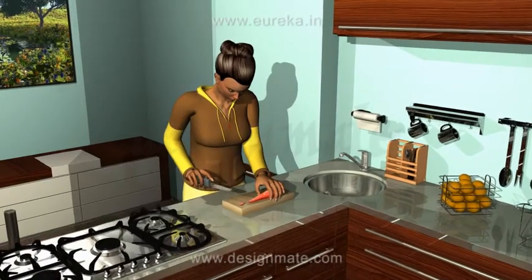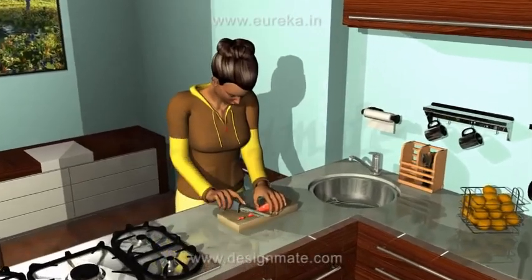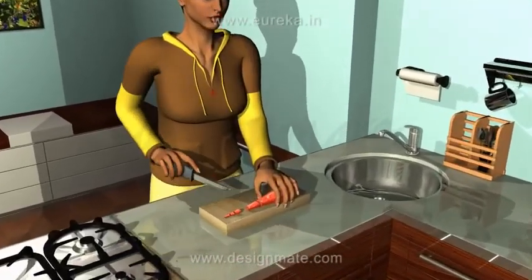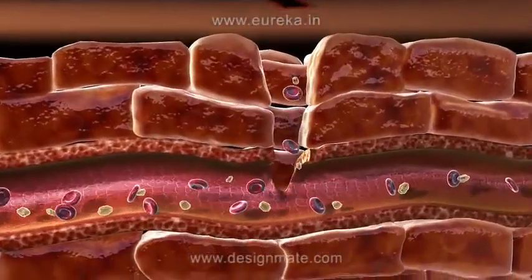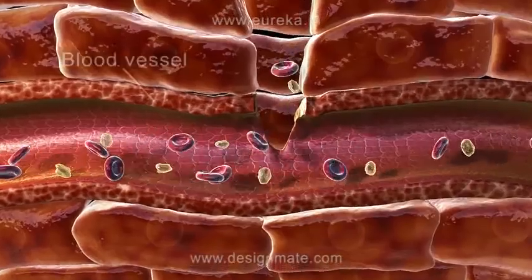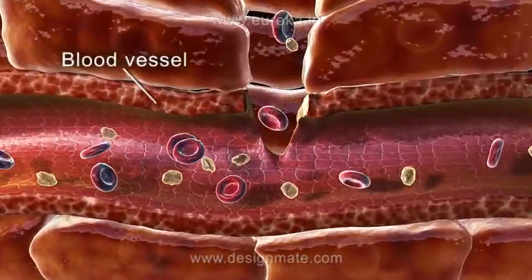Blood clotting. If we are careless while using a knife, we might cut our finger. A zoomed-in view of the damaged area shows that the knife has ruptured a blood vessel. This causes immense loss of blood.